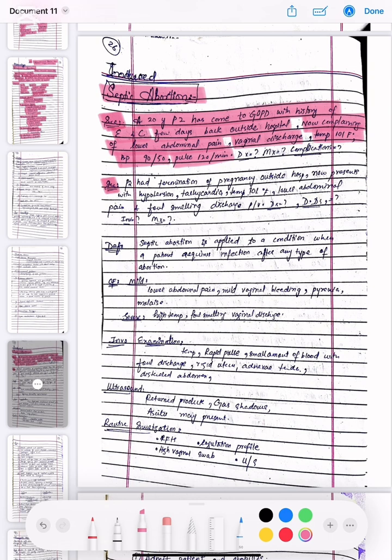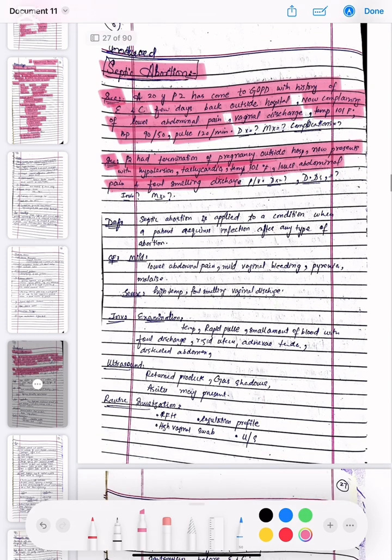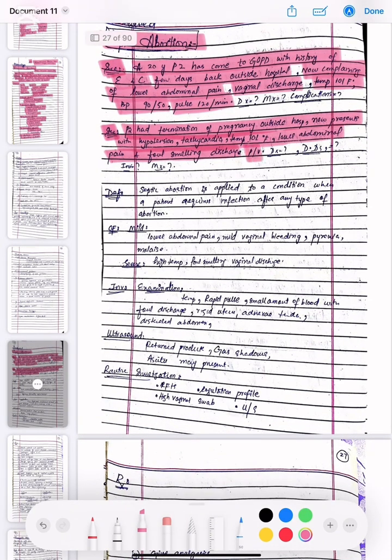Another scenario is that a P2 had termination of pregnancy outside hospital. Now she presents with hypotension, tachycardia, and temperature is 101 degrees Fahrenheit. Lower abdominal pain and foul smelling discharge are present. So, what is the per vaginal examination, the diagnosis, the differential, the investigations, and the management?